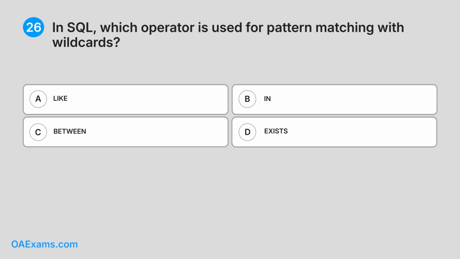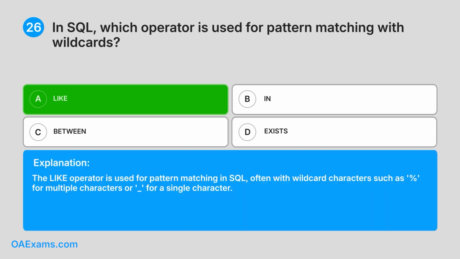Correct answer. A. Like. Explanation. The like operator is used for pattern matching in SQL, often with wildcard characters such as % for multiple characters or _ for a single character.